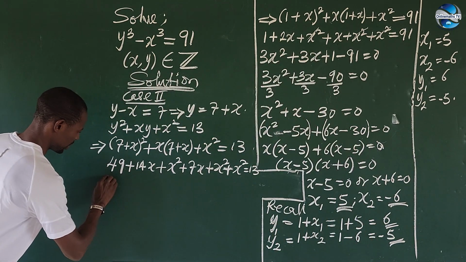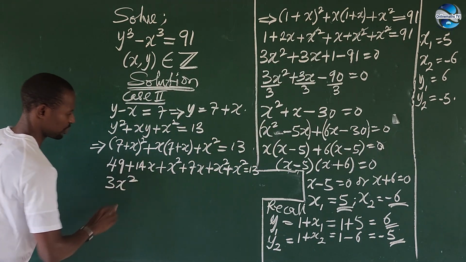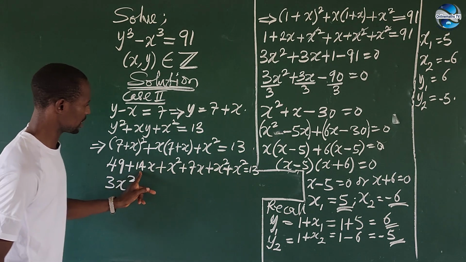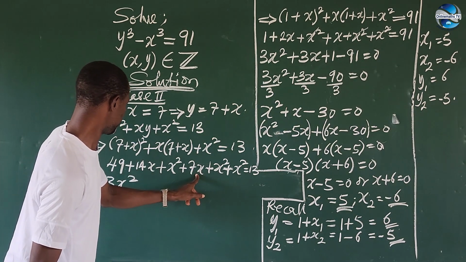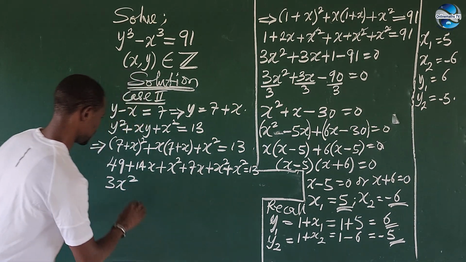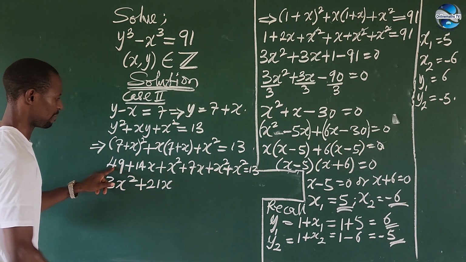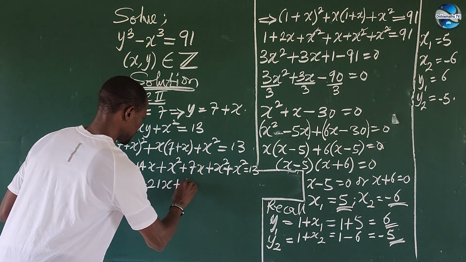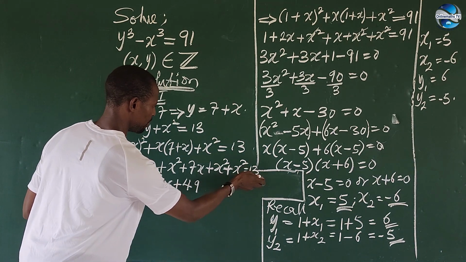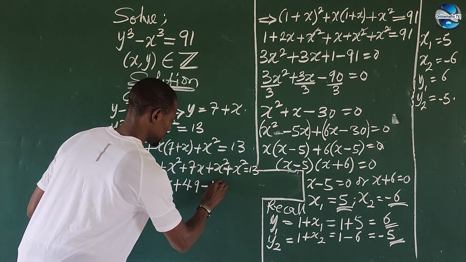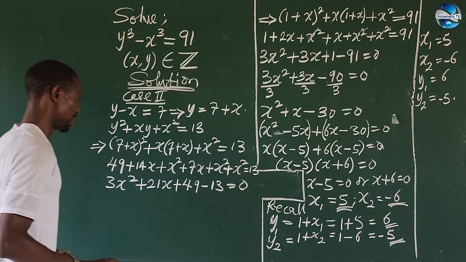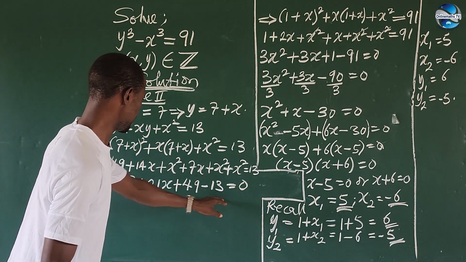Okay, so this is going to give us 3x to the power of 2. Then we will have 14x plus 7x, this will give us 21x. So we have here plus 21x. Then here we have 49, so plus 49. Then bring this to this side, minus 13, everything equal to 0. Again, we can simplify this, right?